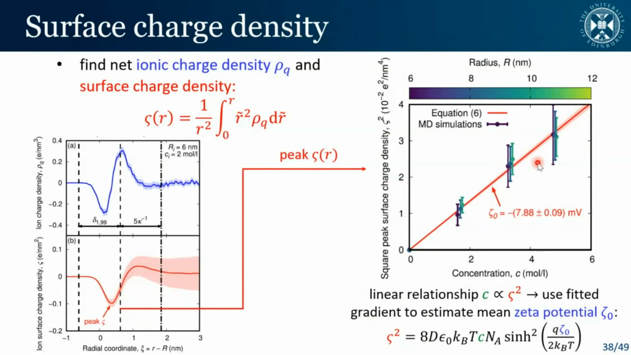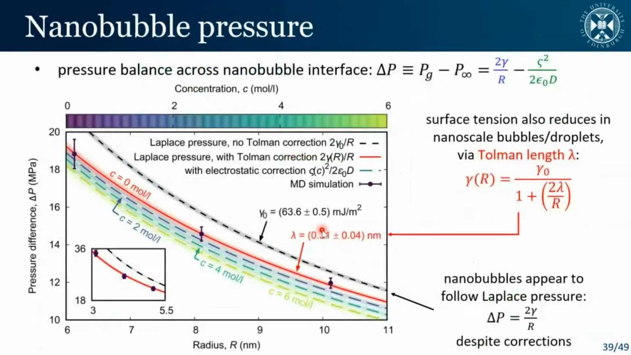And very conveniently, we can use this analytical equation here to define essentially a single mean value of zeta potential of the nanobubble. And in this case, it's around negative 8 millivolts, which is comparable to the negative 10 millivolts that we're seeing in experiments. So far, this electrostatic stress model seems to be holding water.